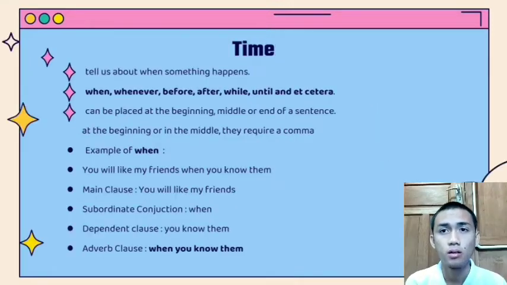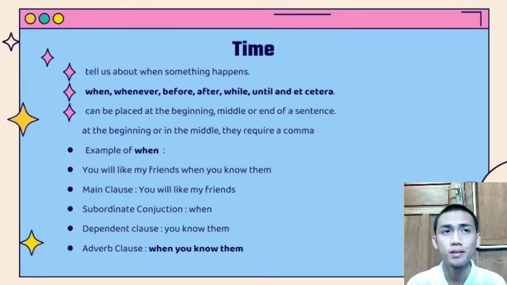Of course, about time, it tells us about when something happens. When, whenever, before, after, while, until, and so on can be placed at the beginning, middle, or end of a sentence. At the beginning or in the middle, they require a comma.